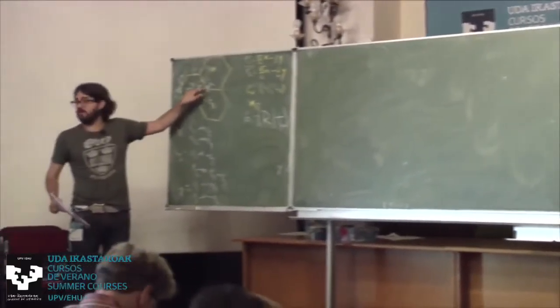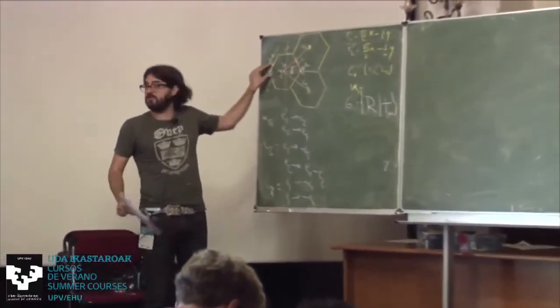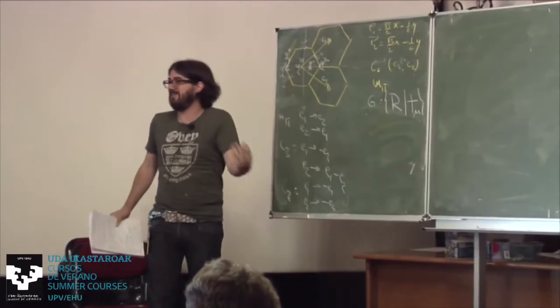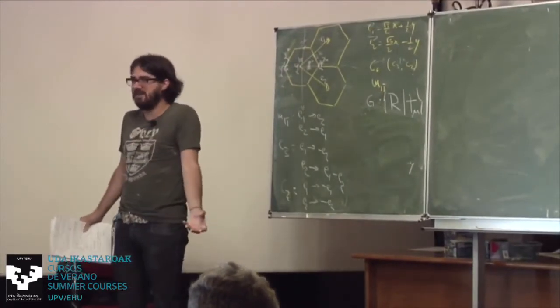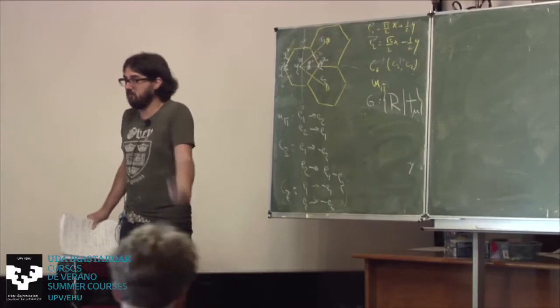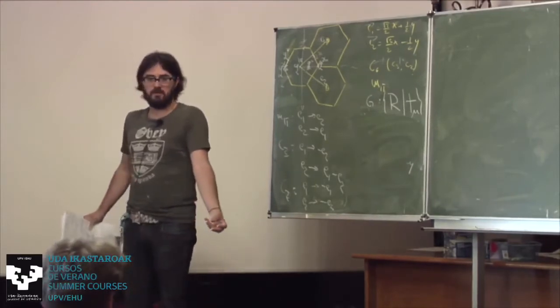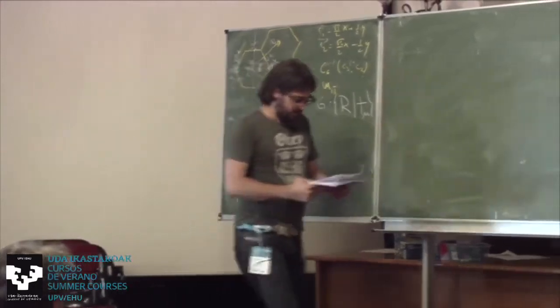That's obvious, right? This is C3. This is also C3. It's just a different C3. It's not a different C3 really, it's got different generators, but it's the same group. Does that make sense? Okay, good.